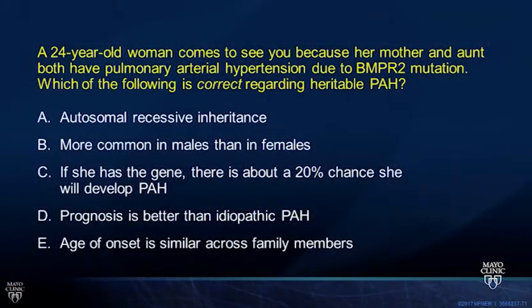The 24-year-old woman comes to see you because her mother and aunt both have pulmonary arterial hypertension due to a BMPR2 mutation. Which of the following is correct regarding this heritable pulmonary arterial hypertension? Autosomal recessive inheritance, more common in males than females. If she has the gene, there's a 20% chance she'll develop pulmonary arterial hypertension. The prognosis is better than idiopathic pulmonary arterial hypertension. The age of onset is similar across family members.